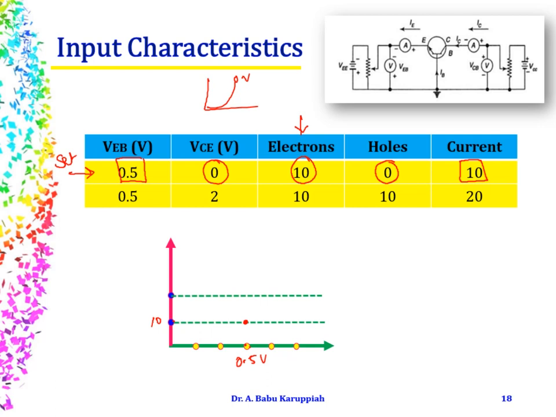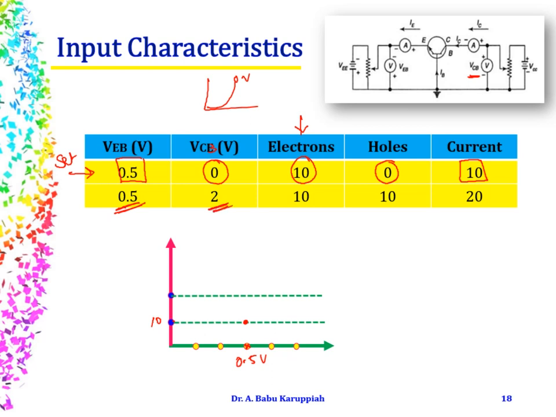We will take the second set when VCB has increased to 2 volts. I have increased this VCB to 2 volts. Now, I'm sorry, this is VCB and not VCE. VCB to 2 volts, right? I have not changed this. I should not change this, right? So I keep VEB at 0.5, because I'm taking this reading to find out whether the curve is moving upwards or downwards. I keep it at 0.5 for 0 volts and for 2 volts, right?